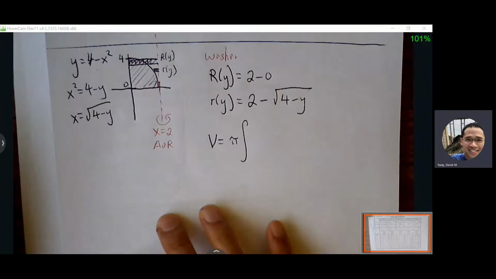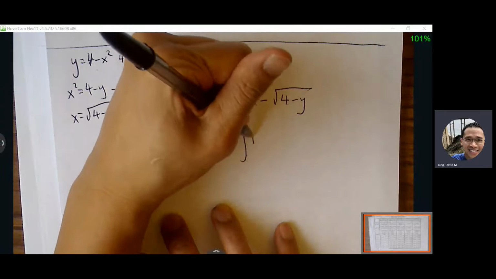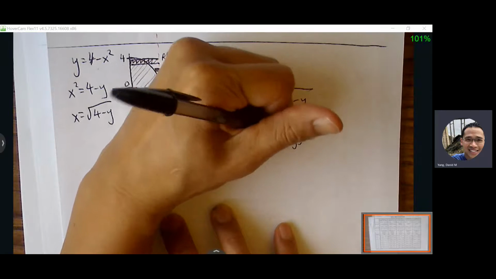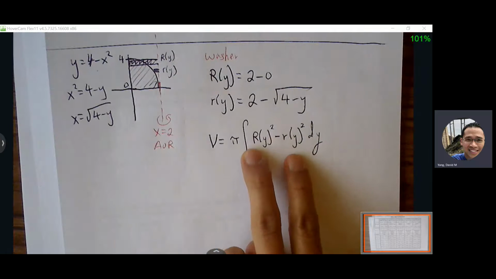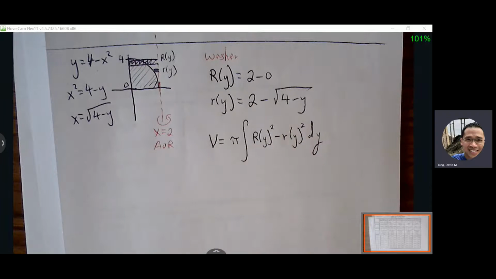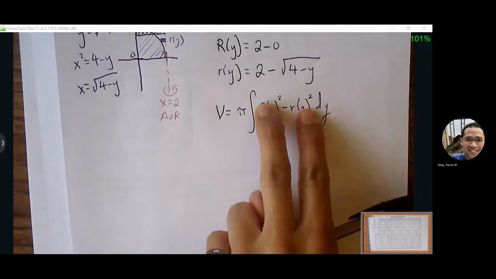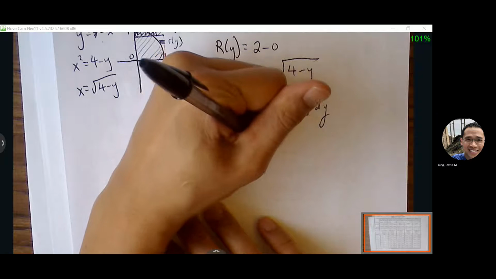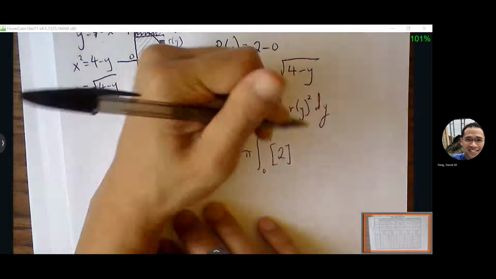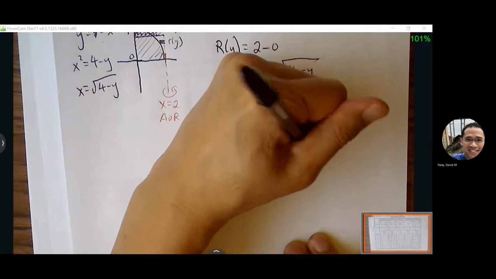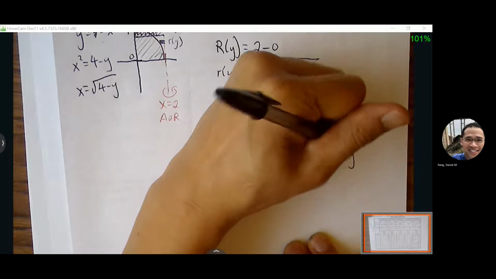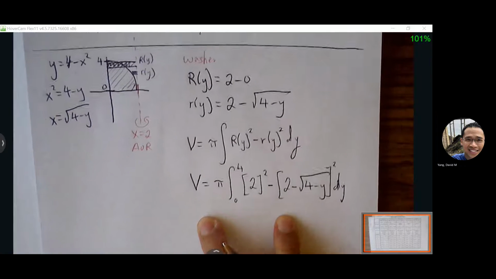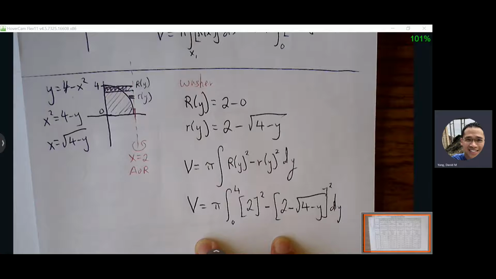Okay. And your washer method looks like this: big R minus little r, squared. Make sure that you're squaring them separately, that you're not doing big R minus little r and then doing one big exponent. The exponent has to come twice. Okay, so just a quick review with disk and washer method.